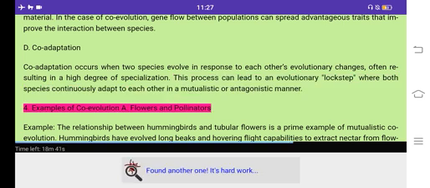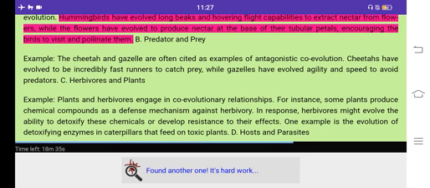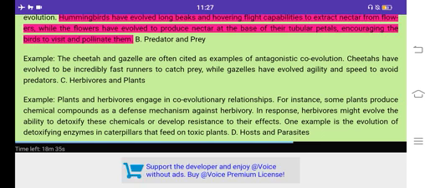4. Examples of coevolution. A. Flowers and pollinators. Example. The relationship between hummingbirds and tubular flowers is a prime example of mutualistic coevolution. Hummingbirds have evolved long beaks and hovering flight capabilities to extract nectar from flowers, while the flowers have evolved to produce nectar at the base of their tubular petals, encouraging the birds to visit and pollinate them.